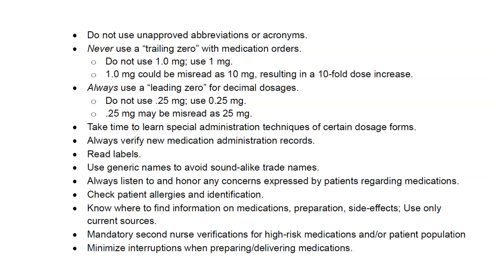So again, never use a trailing zero, and always use a leading zero for decimal dosages. And then take time to learn special administration techniques, and take advantage while you're in nursing school. Use the skills lab. Make sure you're comfortable with those skills. And then always verify new medication administration records. Read the labels, and then use the generic name. Avoid using trade names as much as possible, especially if they're starting to sound alike.